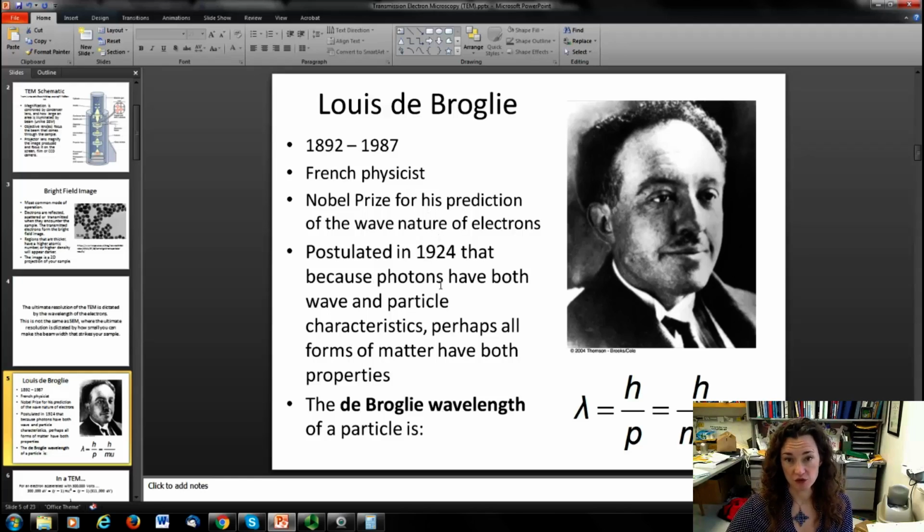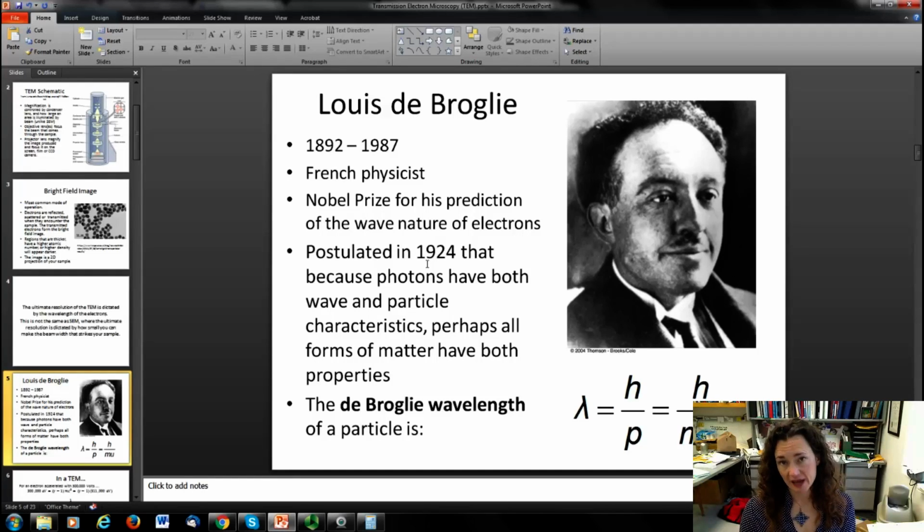in 1924. He postulated that because photons have both wave and particle characteristics, people knew about the wave-particle duality of light from the photoelectric effect, for example, along with diffraction of light, which exhibited the particle and wave natures, respectively, of light. He postulated that if light can have a wave and particle nature, that matter can as well. And he came up with a formula for what the wavelength of a matter wave would be.